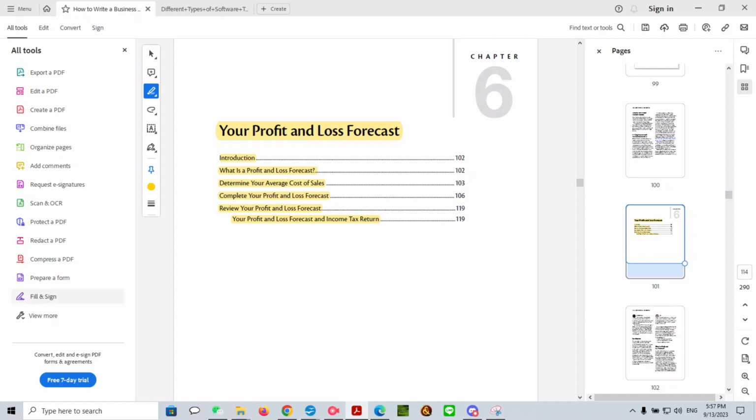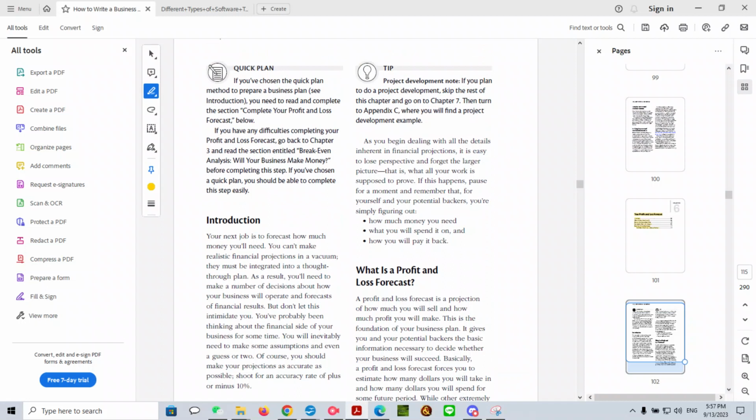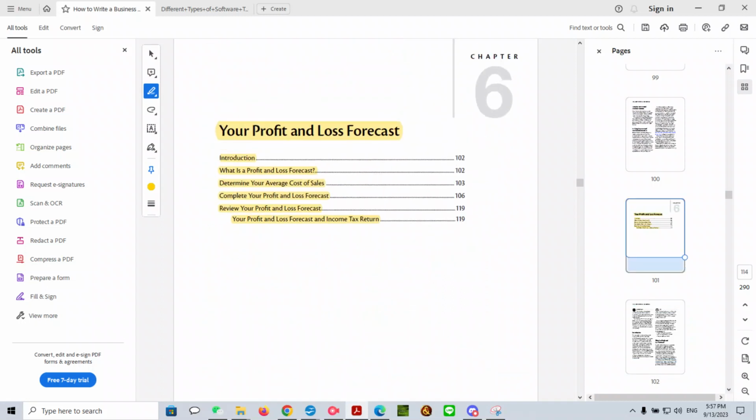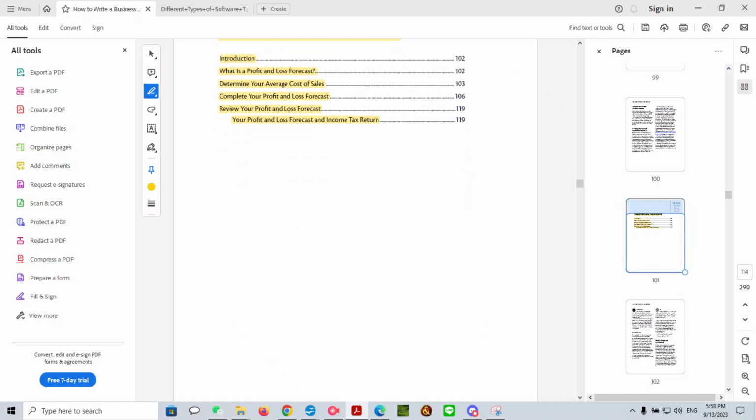Remember, we're talking about profit and loss. Profit means you made more than you spent. Loss is you spent more than you made. With that in mind, we're going to talk about what a profit and loss forecast is. I'm going to give you an introduction about it, then we're going to talk more about what a profit and loss forecast is. We're going to determine your average cost of sales. We're going to complete your profit and loss forecast. We're going to review your profit and loss forecast and your income tax return in this case.